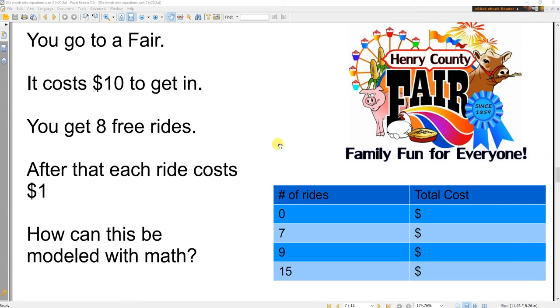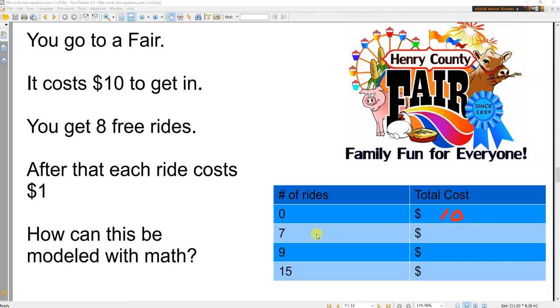You go to a fair, it costs $10 to get in. You get 8 free rides. After that, each ride costs $1. All right. So if you go to the fair and you go in and you go on no rides, how much have you spent? Well, right away, just to get in, you've already spent $10.